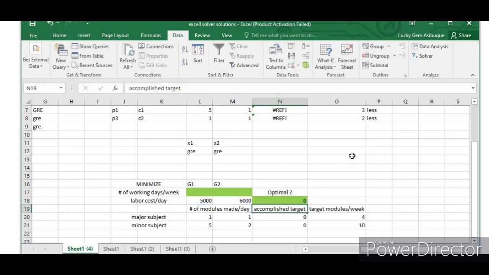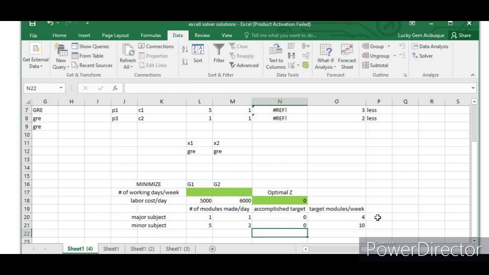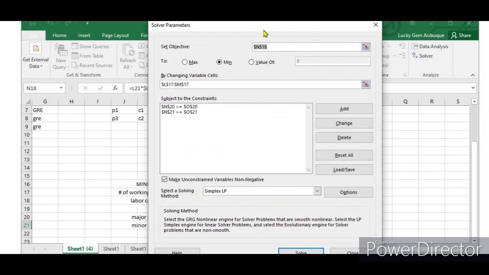Next, the formula of this cell under accomplished target: you get the product of this cell and the cell, and you add it to the product of this cell and the cell. Lastly, the formula of this cell, you will get the product of this cell and this cell, and you will add it to the product of this cell and this cell. Now we are ready to use the Excel Solver method. So Data, then click Solver.